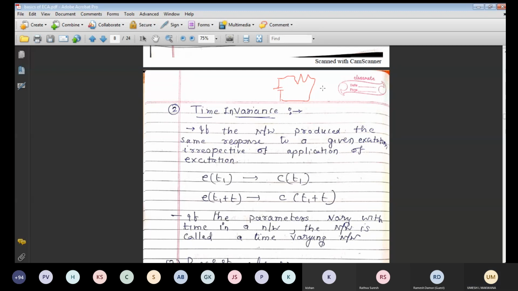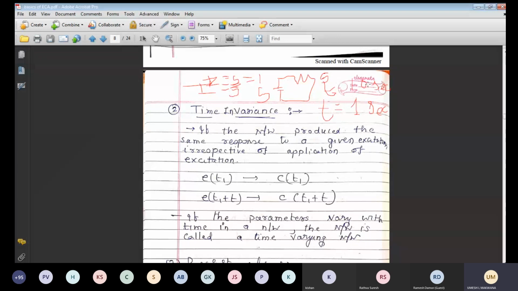It means that whenever time changes, suppose I am applying voltage for 1 second, or I am applying voltage for 10 seconds. Suppose the voltage is 5 and the resistance is 5. So what is the current? Current I is given by 5 upon 5, that is 1 ampere. Means if we apply 5 volts for 1 second, the current is 1 ampere. If we apply 5 volts for 10 seconds, the current is also 1 ampere.